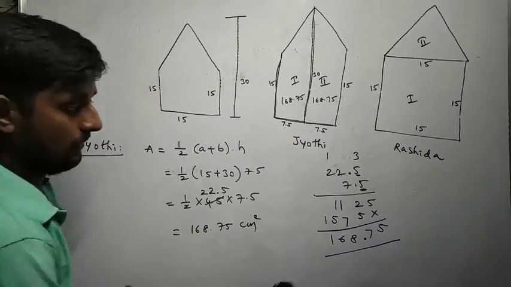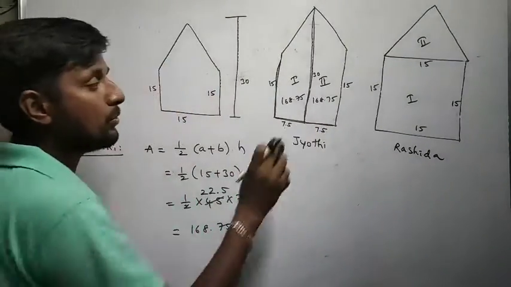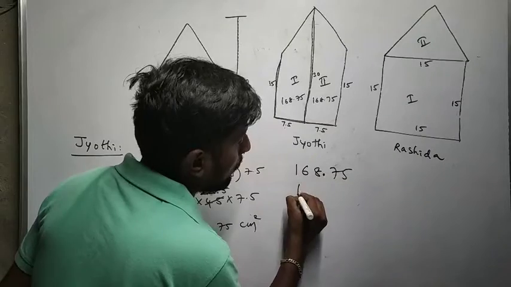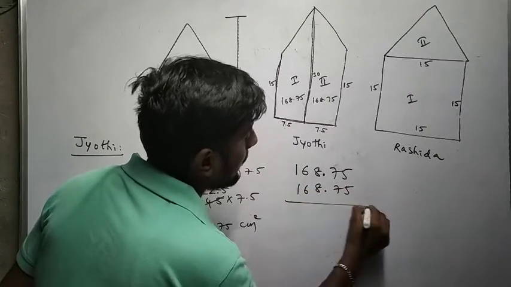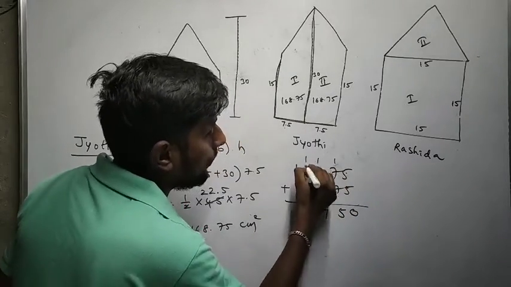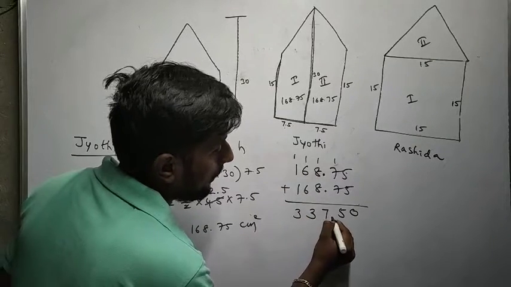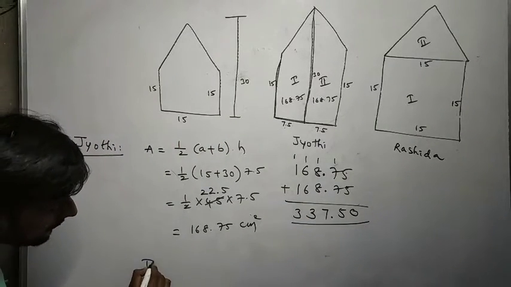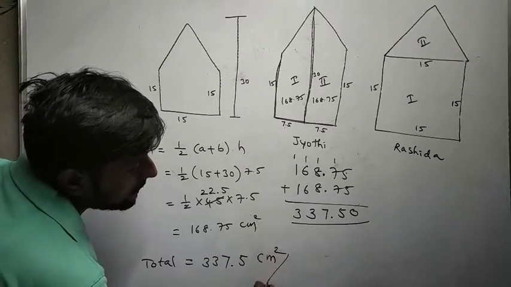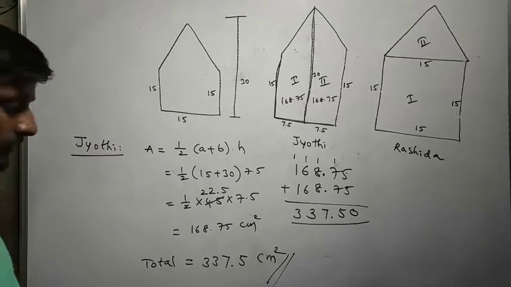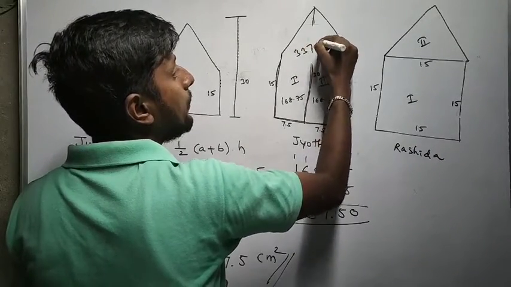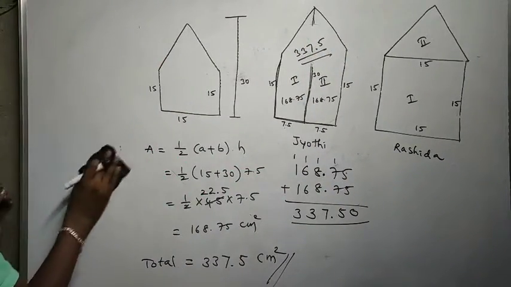Here also 168.75. Calculate the total. Total means we should add both. 168.75, again 168.75. Add it. 5 plus 5 is 0. 15, 1 carry. 17, 1 carry. 13. So the overall total area by Jyoti's method is 337.5 centimeter square. Better note it down. So here I am noting down 337.5. That is for Jyoti.